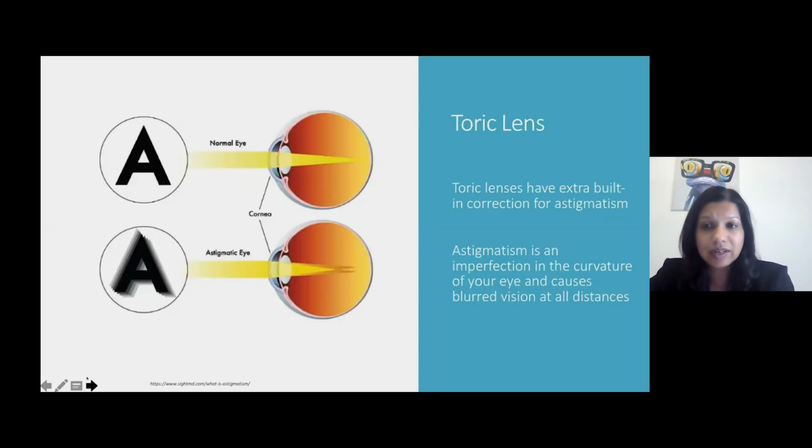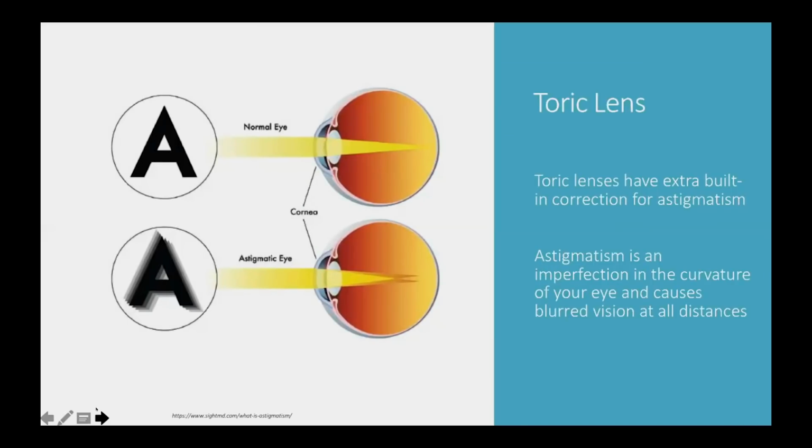We also have a toric lens. Toric lenses have extra built-in correction for astigmatism. So if you remember from Dr. Ramanathan's talk a few minutes ago, astigmatism is an imperfection in the curvature of your eye, and it causes blurred vision at all distances because you don't have a single focal point. So even in a person who has astigmatism, let's say we are correcting for distance vision, if we don't correct for the astigmatism component, if there is a significant amount of astigmatism, the vision will still be blurry without that correction.